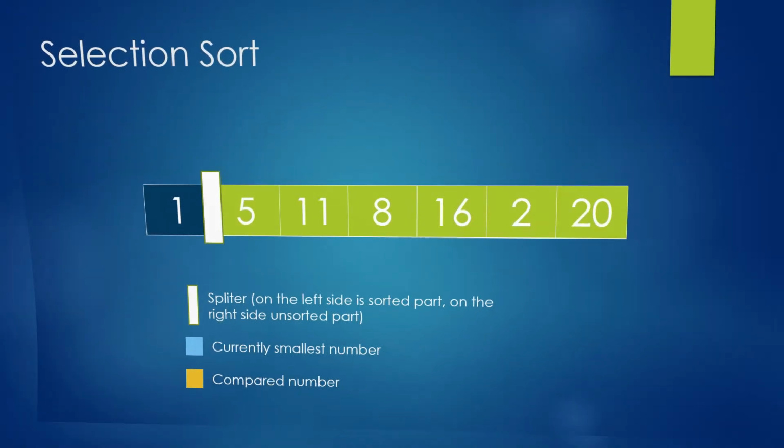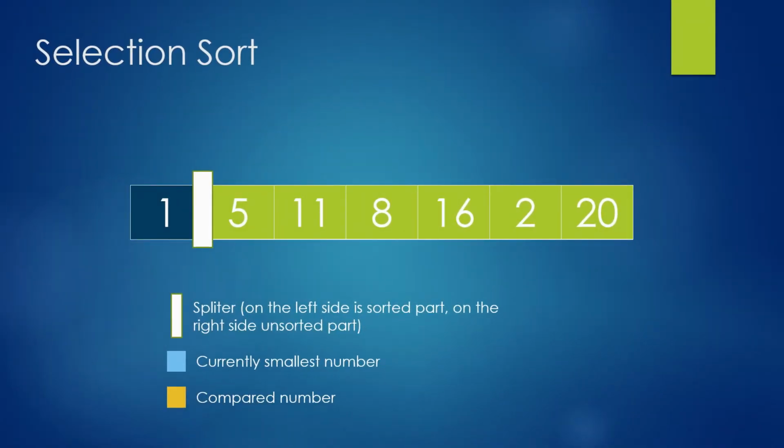If you think that you understand it, try it yourself. Once again, we are trying to find the smallest number in our unsorted part. So we take 5 and mark it as smallest and compare it to 11. 5 is smaller, so we move on to 8. Once again 5 is smaller, so we move on to 16.